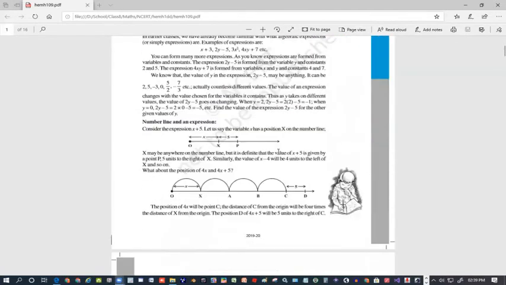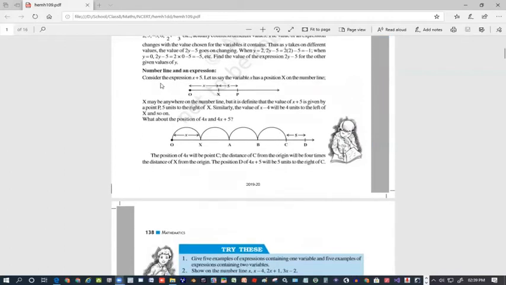So next is number line and expression. Any expression can be represented on a number line also. Consider the expression x plus 5. Let us say the variable x has a position on the number line. We don't know, so it is not numbered 1, 2, 3, 4; any constant it can hold. So it is just said x. X is here. Depending on the variable x, we can see what x plus 5 will be. Given x is here, plus 5 will mean 5 more than x on the number line.